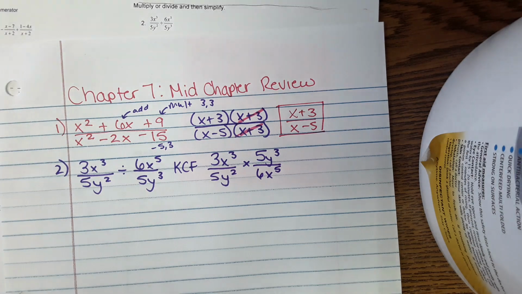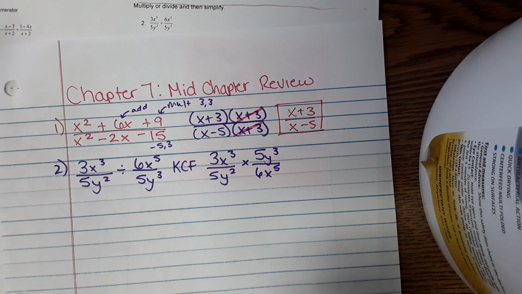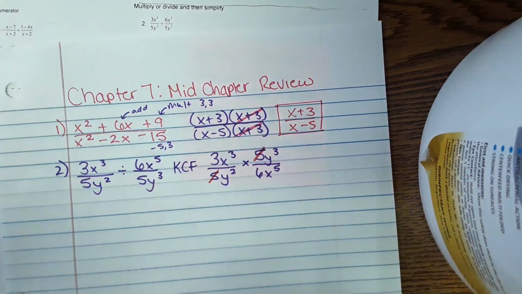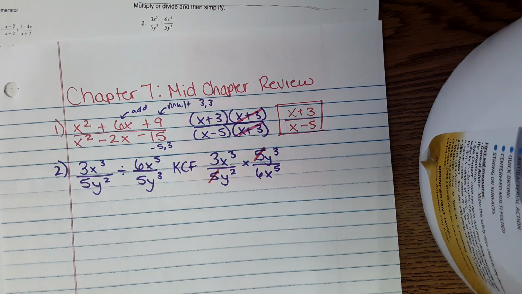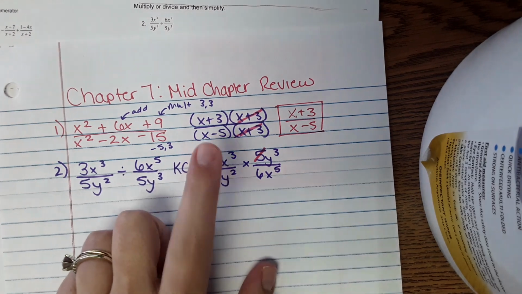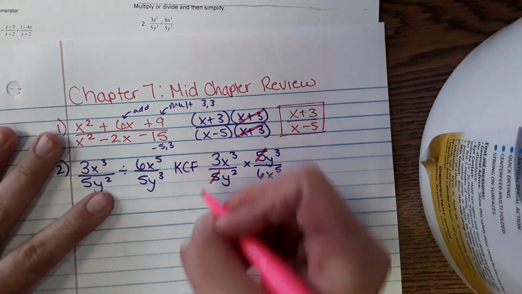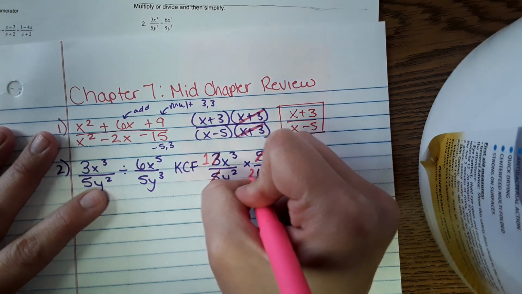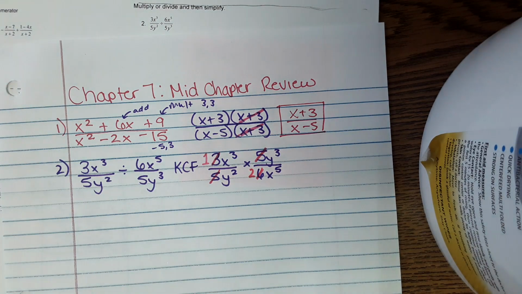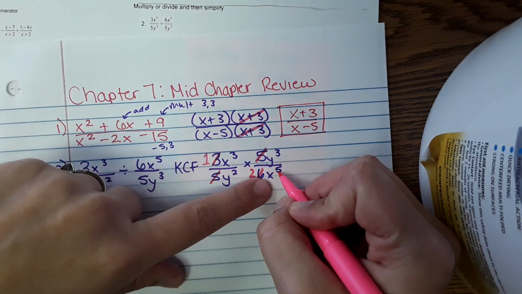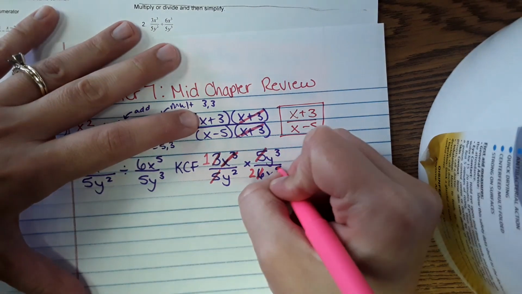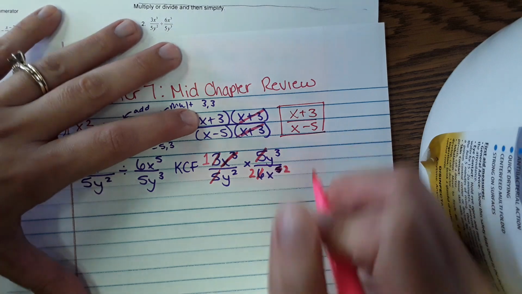Okay, now that everything's in multiplication, we can cancel stuff out. So like 5 and 5 would cancel. 5 divided by 5 is just 1. It goes away. 3 and 6, I can divide both of those by 3. So divide this by 3, I get 1. Divide this by 3, and I get 2. Okay, and x to the 3rd power, x to the 5th. All 3 of these x's would cancel out, leaving me just 2 x's on the bottom.